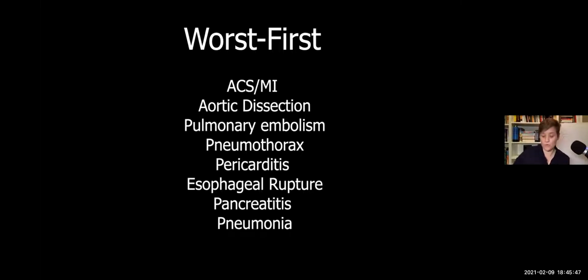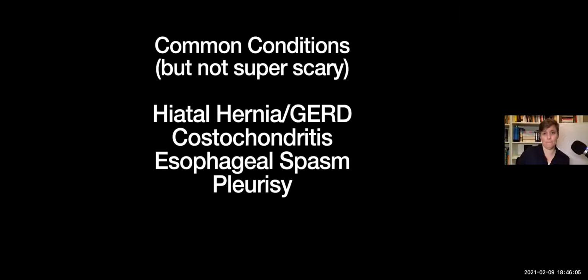So before you decide, I think this is looking like GERD or anxiety or costochondritis, we have to be really, really diligent in making sure it's not these things. So we'll talk about those.